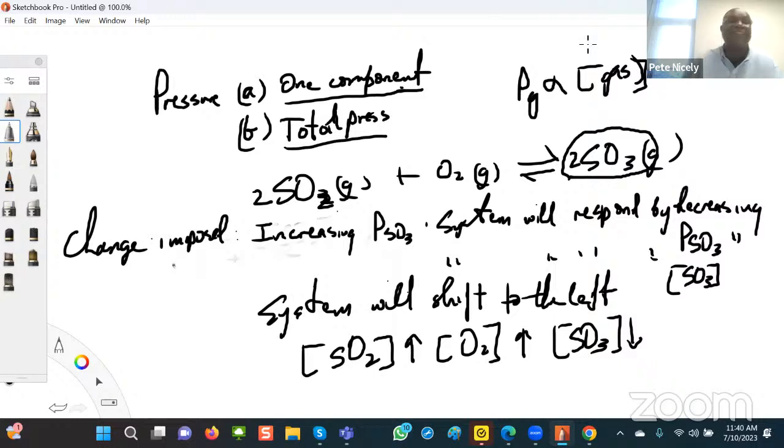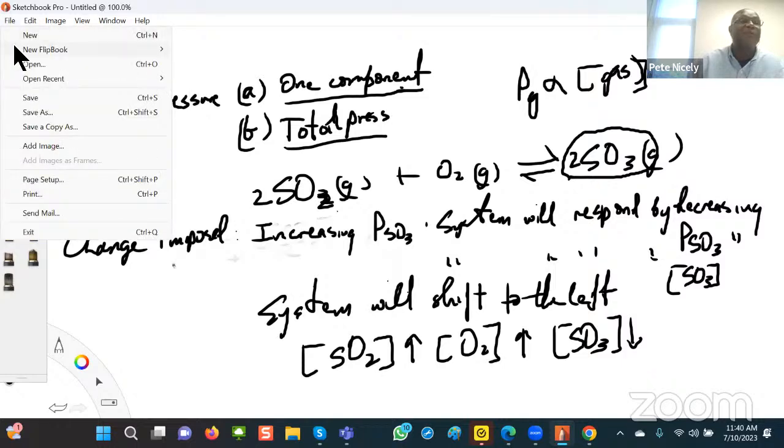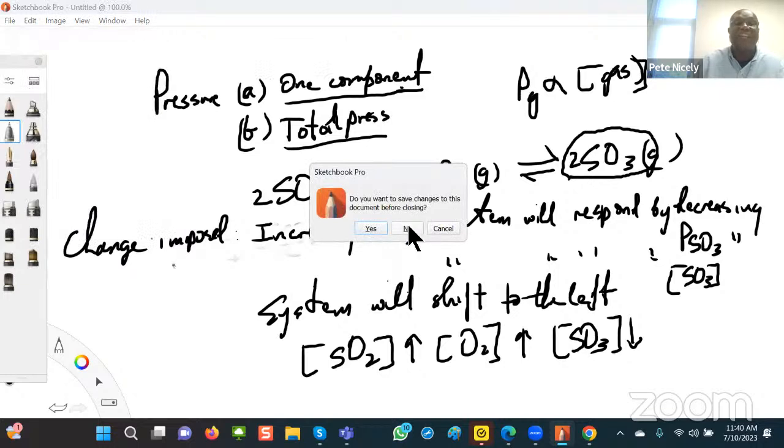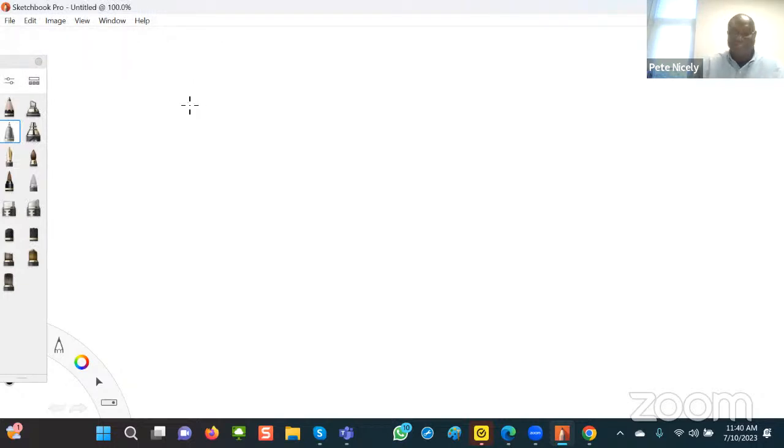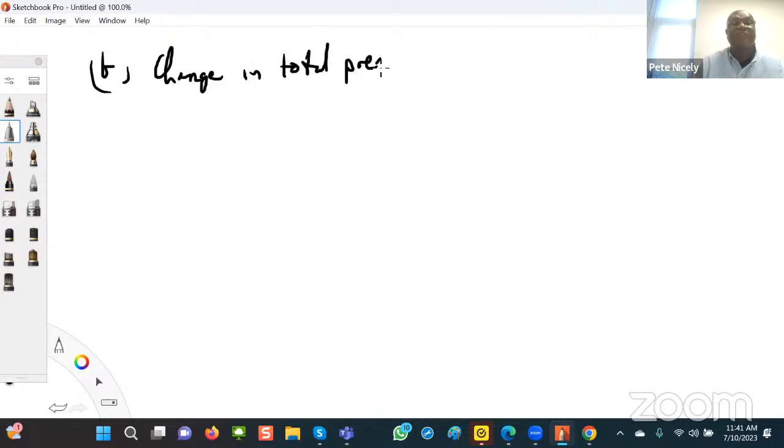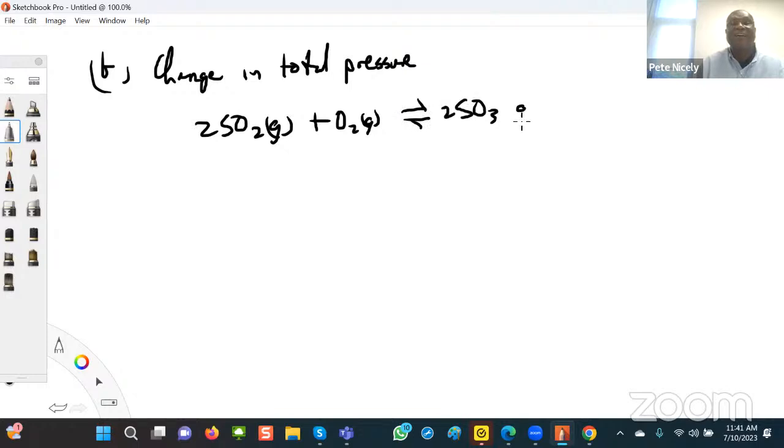Okay, so let me eliminate this here. And now we're going to look at what happens when you change the total pressure, right? So this is the B part of the two-part discussion regarding pressure changes. So here we're going to look at change in total pressure. All right. Now, again, we're going to go straight back to the same example. 2 SO2 gas plus O2 gas to give 2 SO3 gas.